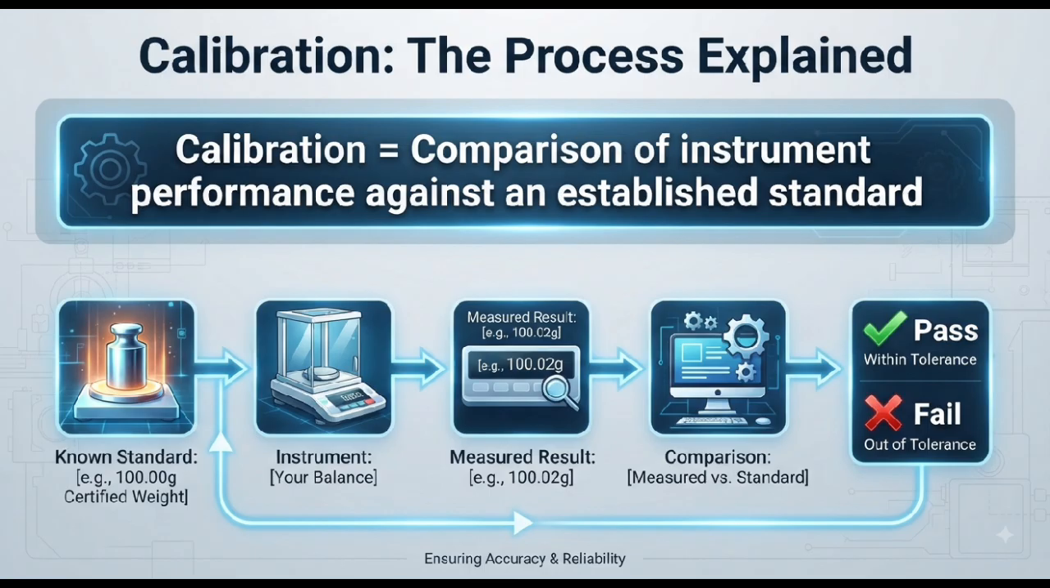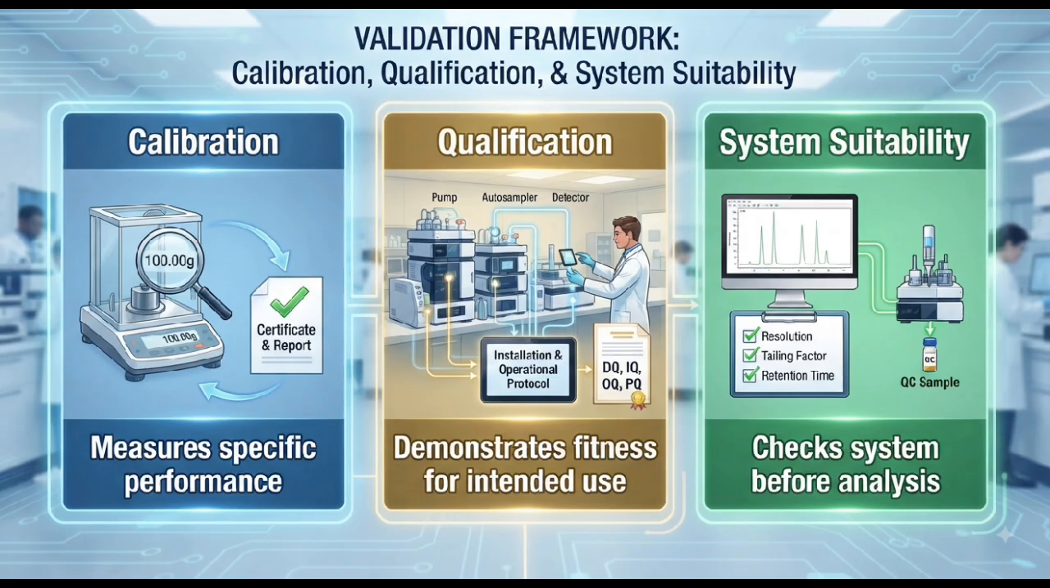For example, suppose we use a calibrated volumetric device to prepare a known solution and inject it into the HPLC. If the instrument measures the expected response within the predefined acceptance criteria, the relevant parameter can be considered acceptable. The important point is that calibration is not simply checking whether the instrument is working. It is demonstrating with objective evidence that the instrument performs within predefined requirements.